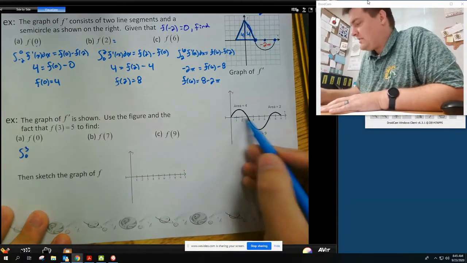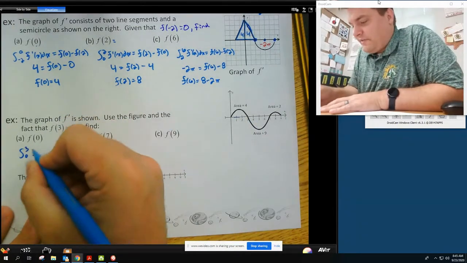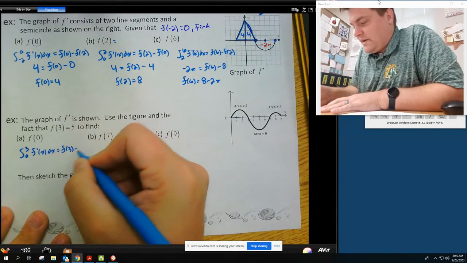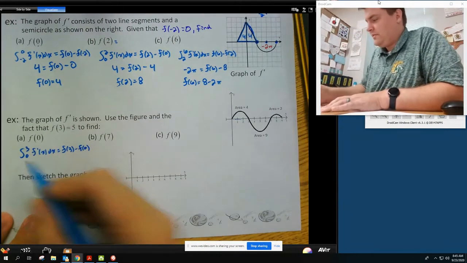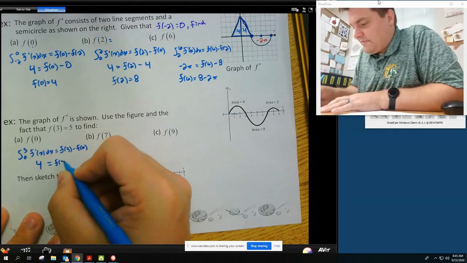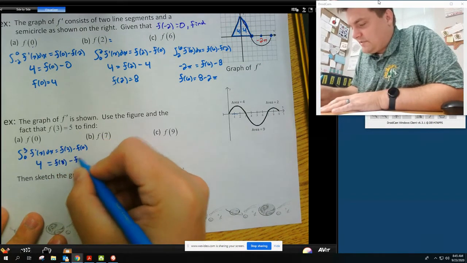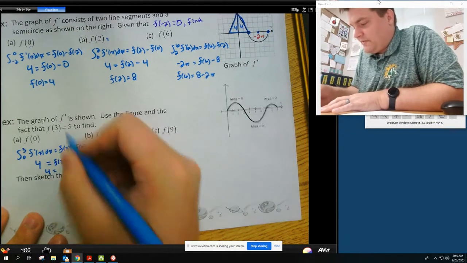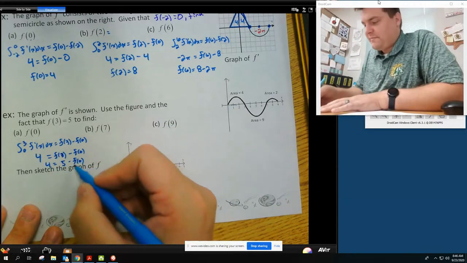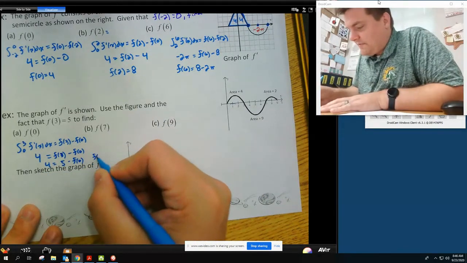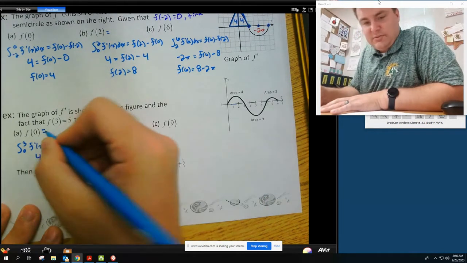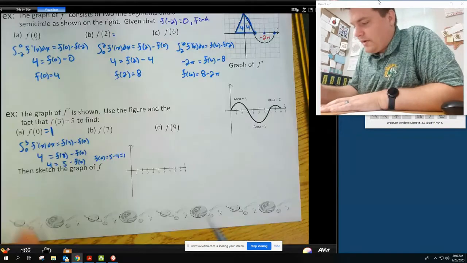And I can do that because I know that area. So 0 to 3 of f prime of x dx is equal to f of 3 minus f of 0. Well, this said that the area is 4, so it's 4 equals f of 3 minus f of 0. So 4 equals f of 3 is 5 minus f of 0. So if I flip the f of 0 over to the other side, I'm going to get f of 0 equals 5 minus 4, which is going to give me a 1. So this is equal to 1. Perfect.